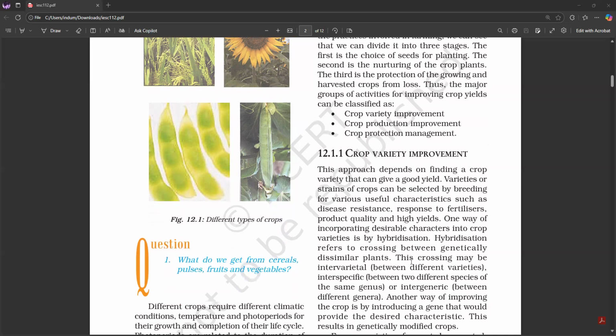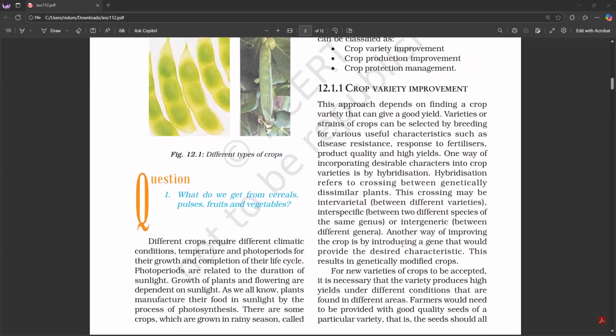Thus, the major groups of activities for improving crop yields can be classified as crop variety improvement, crop production improvement, and crop protection management. 12.1.1 Crop variety improvement. This approach depends on finding a crop variety that can give a good yield.